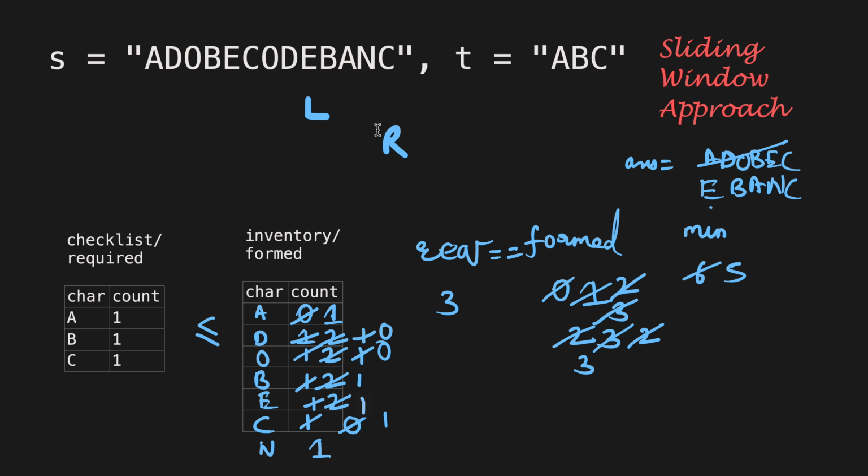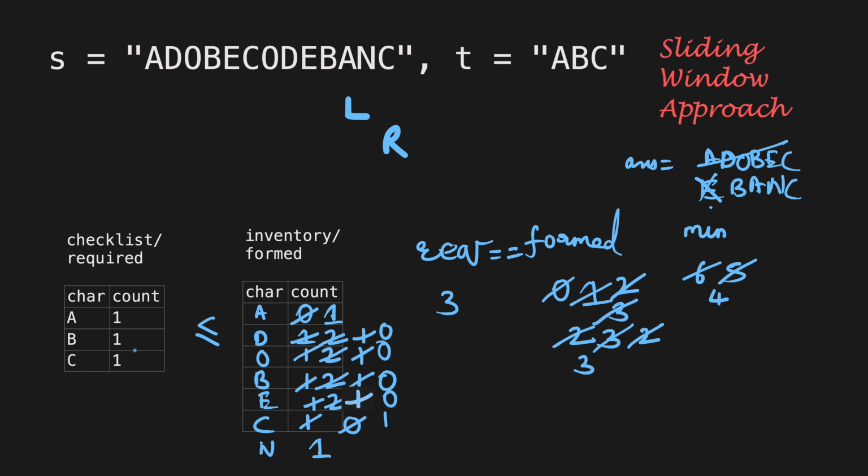And since the window is valid, we shrink the window further, which reduces the frequency of E to 0. And this window is still valid. So the minimum length now becomes 4 and our answer now becomes B, A and C. But the window is still valid. So we shrink the window further and reduce the frequency of B to 0.